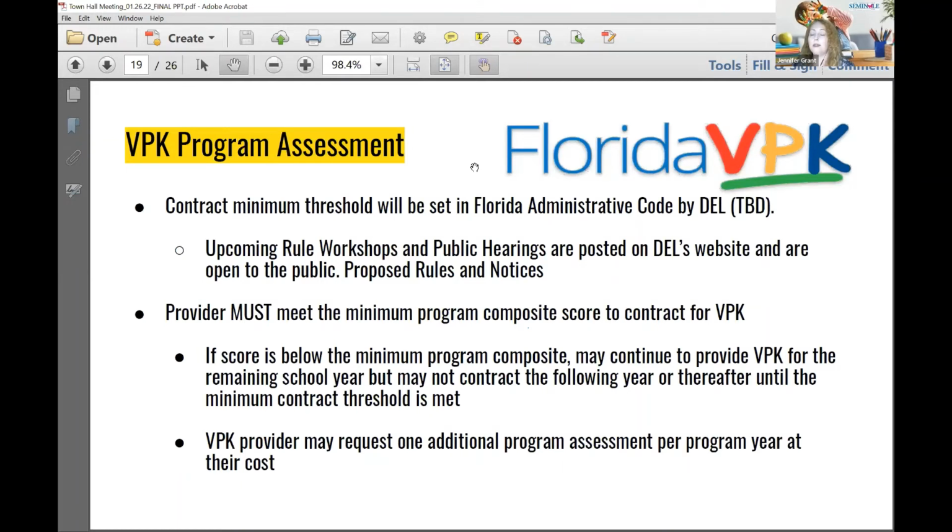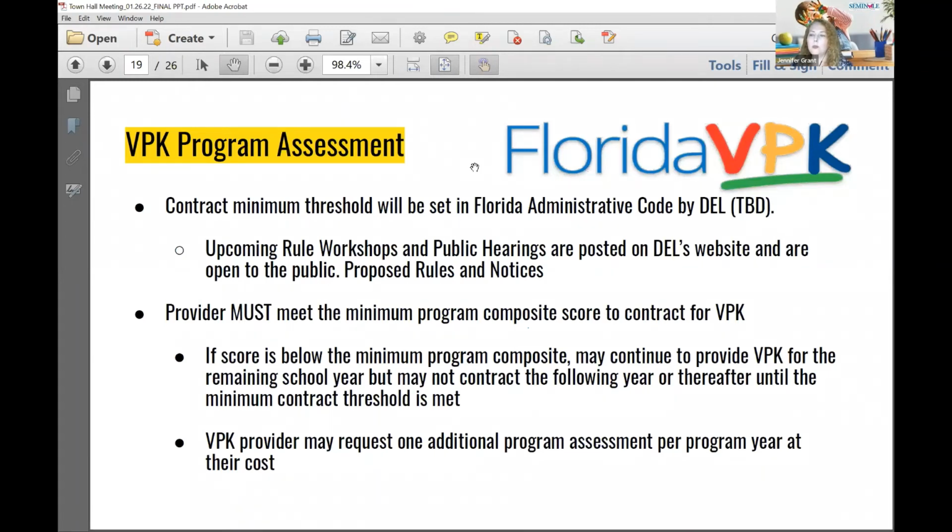You must meet the minimum program composite score to contract for VPK. Now that doesn't mean for next year. We're going to start the first assessment next year. But for future years, you will have to meet that minimum threshold. If the score is below, they'll continue to provide VPK for the remaining school year, but cannot contract the following year until the threshold is met. So there will be performance improvement plans, those kinds of things, to help you raise that score for the following year so that you can continue to offer the VPK program.